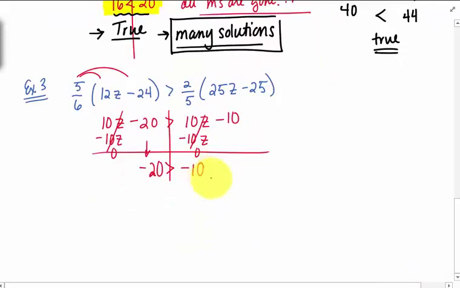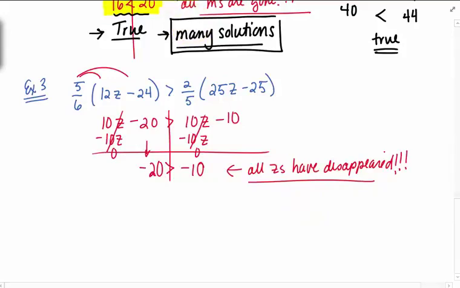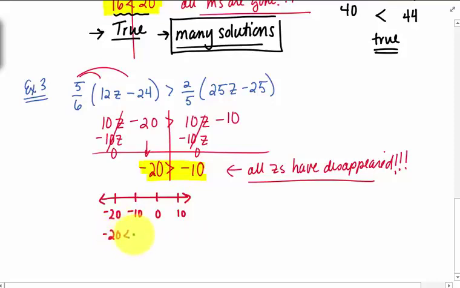Now, remember what we said in the last problem. All of our z's have disappeared. Alright, so what do we do if that happens? We look back at our inequality and we think about that for a moment. Is that true or is that false? I'm going to draw a quick number line just to compare negative 20. Negative 20 is more negative than negative 10. My 0 would be here, my 10 would be here. So negative 20 is actually less than negative 10 because on the number line it's to the left of negative 10 or smaller than negative 10. So if I go back to my inequality here, this is false. It is not true. Negative 20 is not greater than negative 10. It's actually smaller than negative 10.